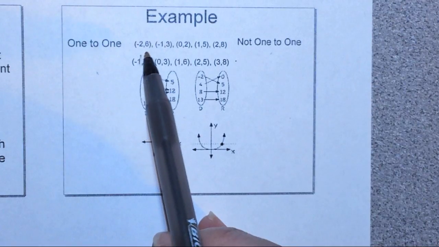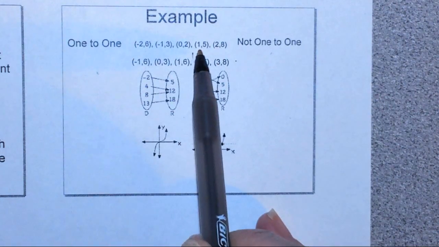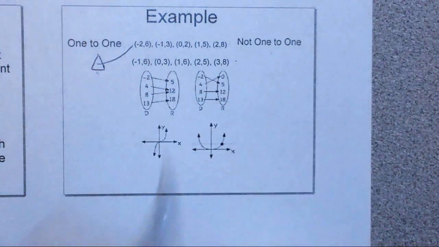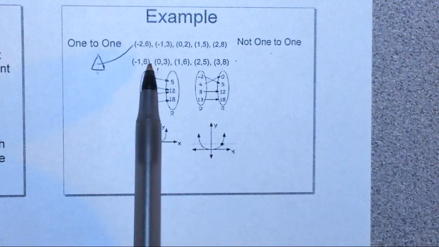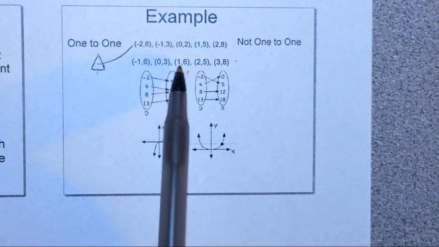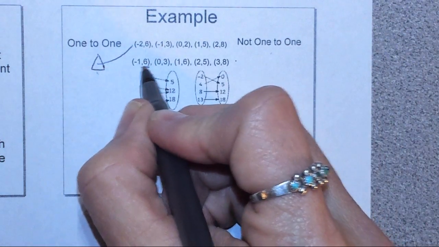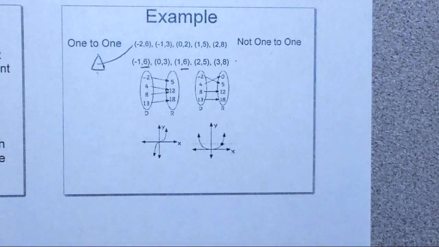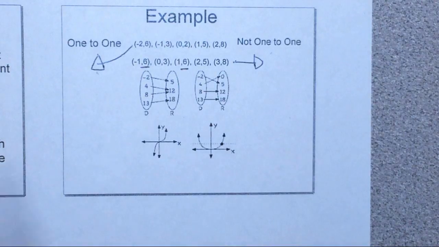So example 1, we have negative 2, 6, negative 1, 3, 0, 2, 1, 5, 2, 8. Nothing repeated, so it is a one-to-one function. Second example, negative 1, 6, 0, 3, 1, 6, 2, 5, 3, 8. You'll notice I had two y values repeat. So it is a function, but it is not one-to-one because my y is repeated.